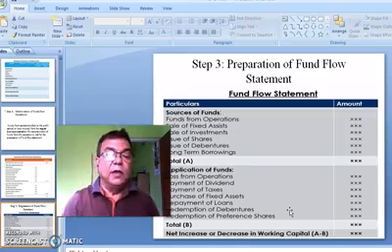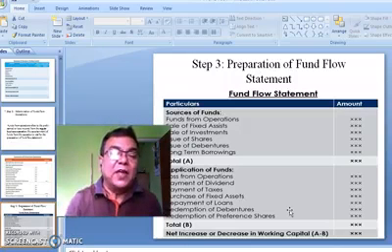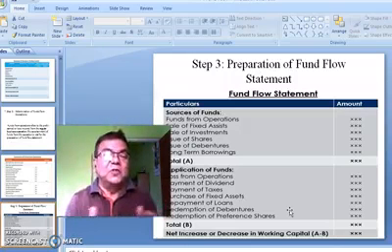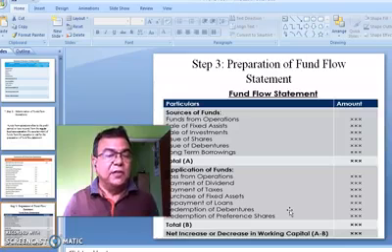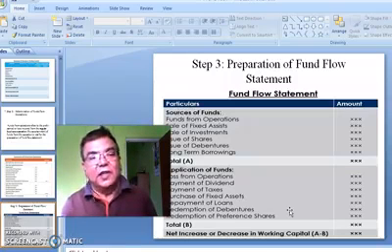Due to shortage of time, actually we cannot analyze all the pros and cons about the fund flow statement or statement of changes in financial position. So next time, hopefully we will discuss it in detail. Thank you.